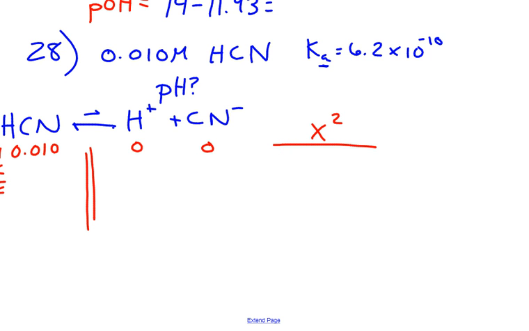Let's say I don't want to do quadratic right now. Why am I confident that I'm not doing a quadratic right now? Yeah, that's small compared to my initial. Yeah. Why don't you have to add H2O?